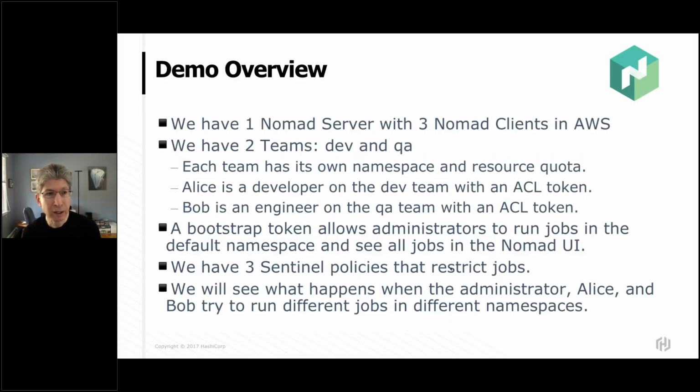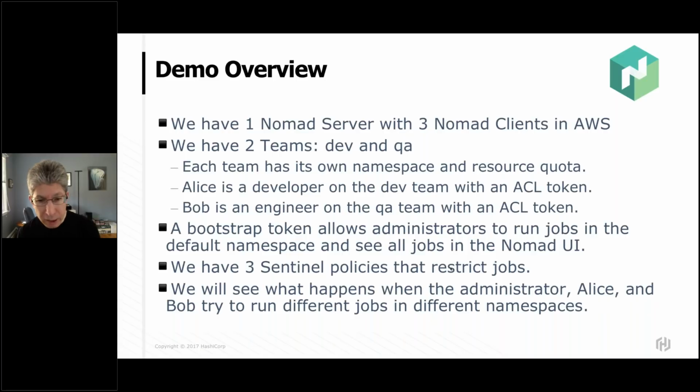Okay, so with that, let me give an overview of the demo so you understand the scenario. I have one Nomad server deployed with 3 Nomad clients in AWS. We have 2 teams, the dev team and the QA team. Each team has its own namespace and resource quota. Alice is a developer on the dev team, and she has an ACL token. Bob's an engineer on the QA team, and he has an ACL token. And we also happen to have a Bootstrap token, which allows administrators to run jobs in the default namespace and see all the jobs in the Nomad UI.